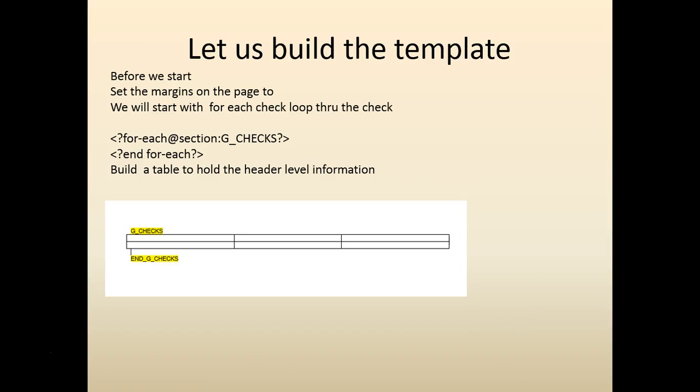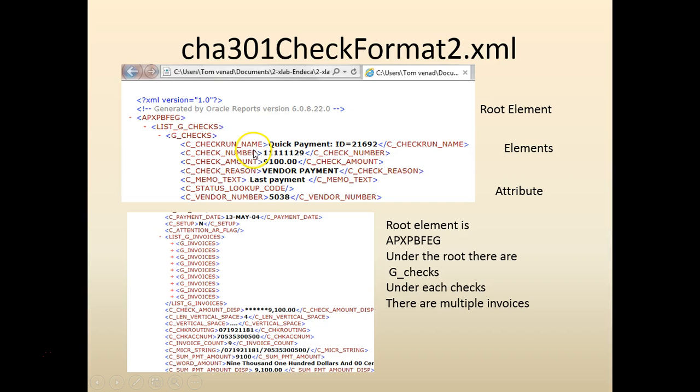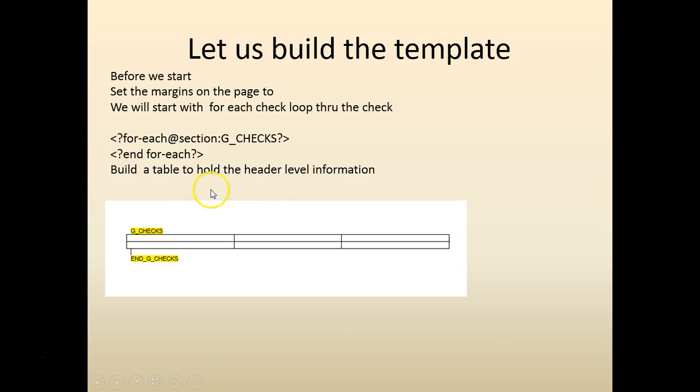The first thing we're going to do is create a for each section for G checks. For each G checks, it's going to create a new page basically. So let's start with this step.